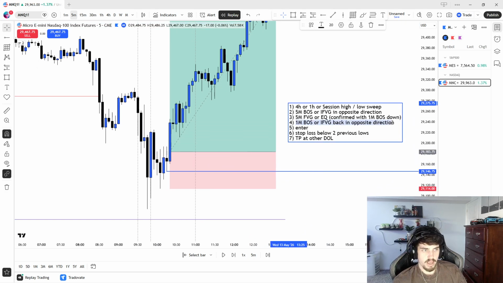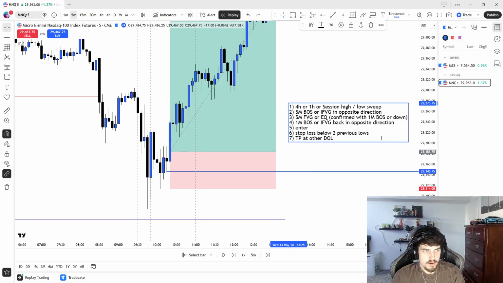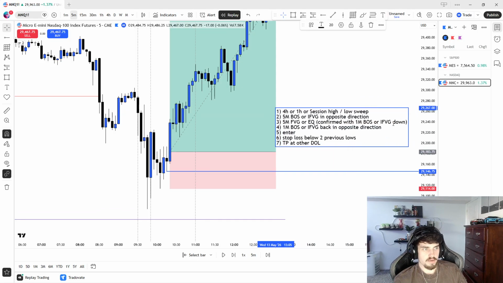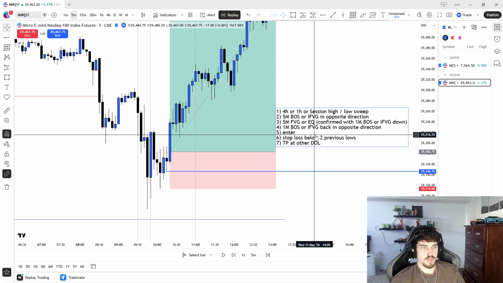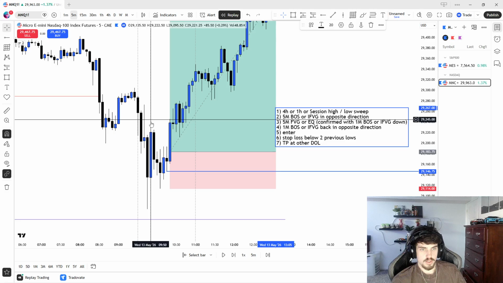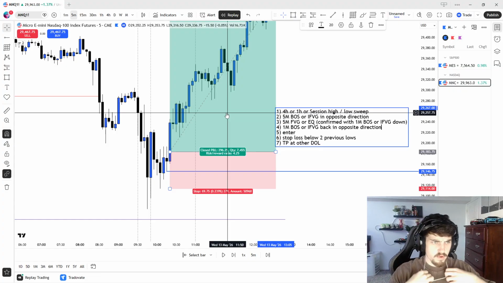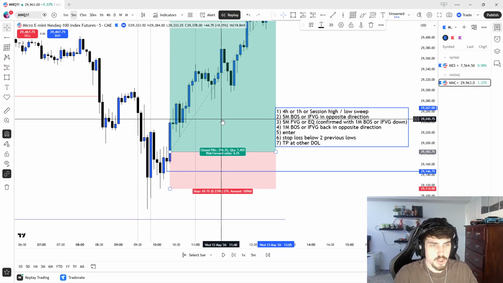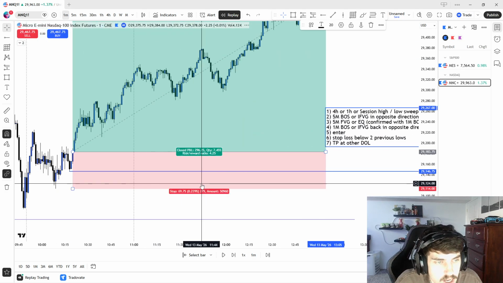And then we'd look for that to be confirmed by a 1 minute break of structure or inverse fair value gap back to the downside, or IFVG, down or up, depending on if it's a bearish trade. And then we'd be looking for a 1 minute break of structure or an inverse fair value gap back in the opposite direction, whichever side you're going for, longs or shorts. And then you're entering, and you're putting your stop loss between two of the most previous lows on the 1 minute time frame.